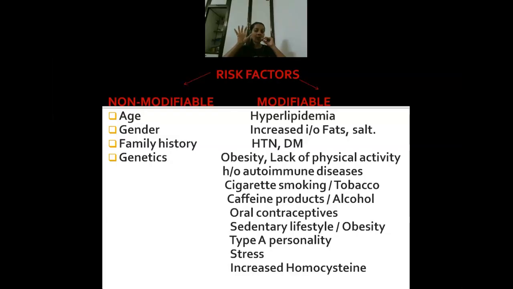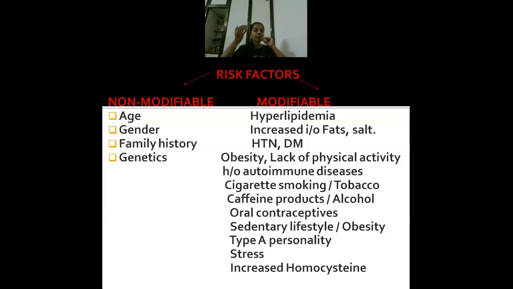Next factor is oral contraceptives. This factor we already discussed long back. Oral contraceptives are known to increase the weight also, and they are known to increase your blood pressure. Okay. Next is type A personality. I have discussed type A as well as type B personality, isn't it? People who have type A personality are more competitive, more stressful, isn't it? So what happens? They are at more risk of developing MI.